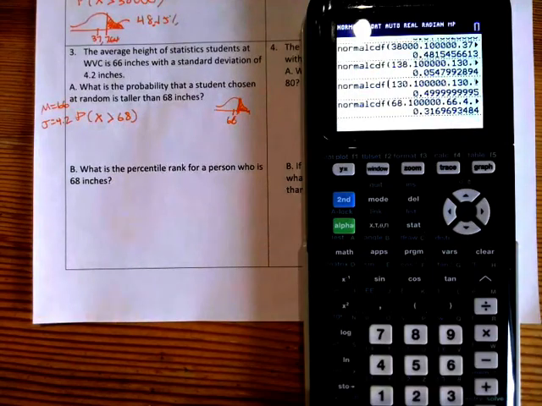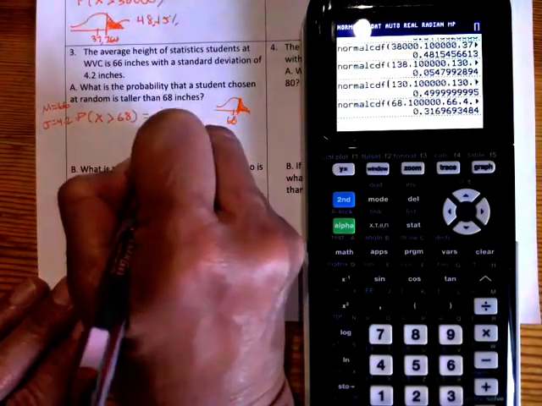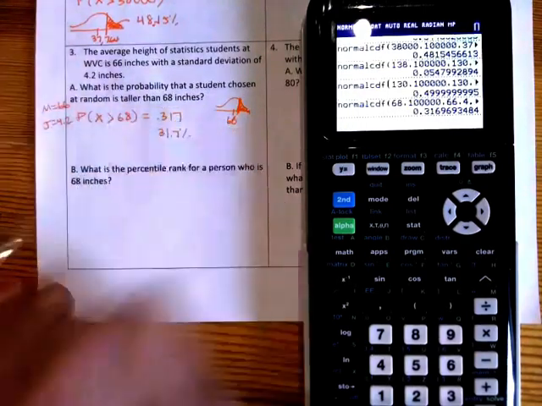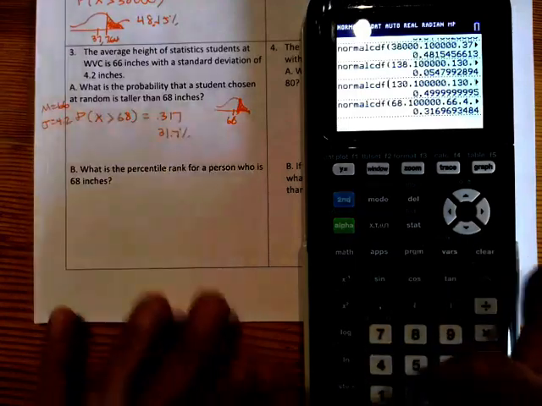So 0.317, or right, 31.7%. There's a 31.7% chance I'll get a person taller than 68.